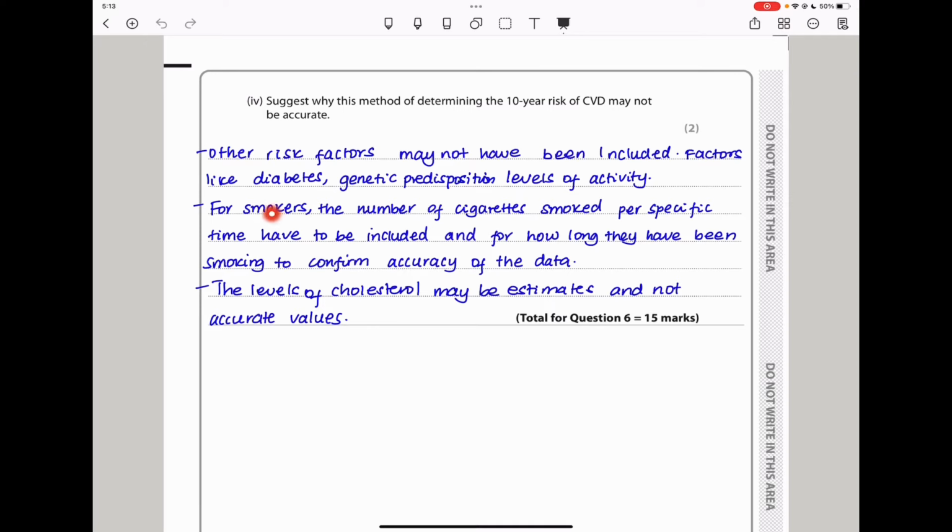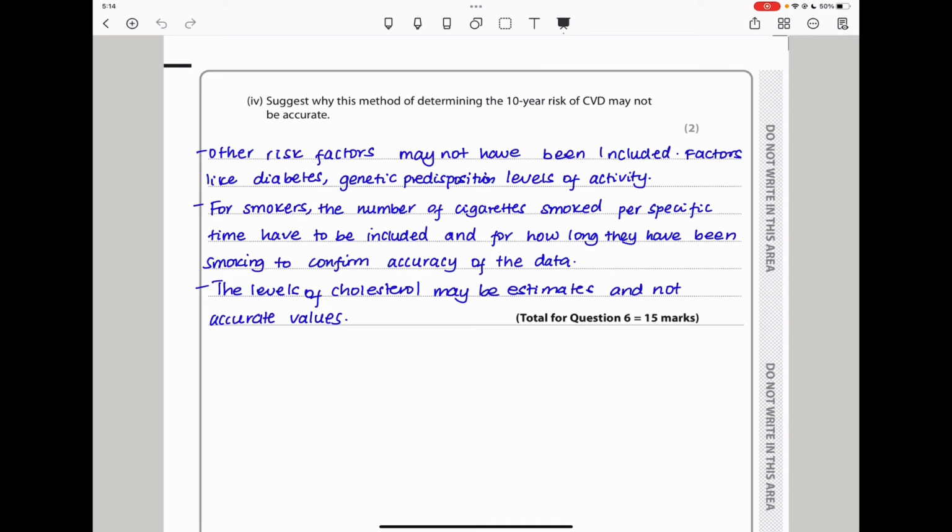And then for smokers, we need to know the number of cigarettes that they smoke per specific time. It could be per day, it could be per week, and how long have they been smoking. We know if somebody has been smoking for a longer period of time, then there is a higher chance that their risk is increased than somebody who started smoking maybe last year or yesterday. And also, those who take more cigarettes, they have higher chances of affecting the blood vessels and leading to more atheromas than those who do not. So all this information has to be included.